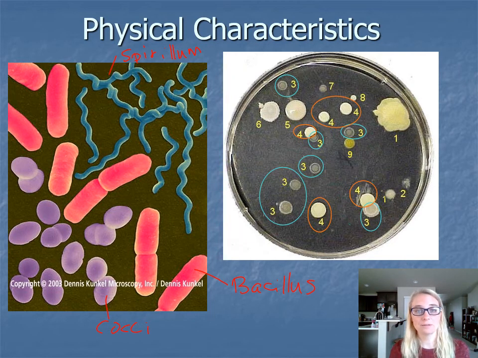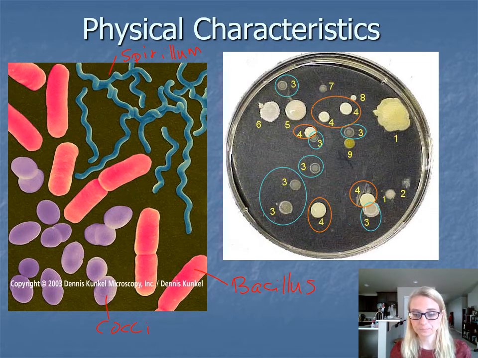So we can classify organisms based on their physical characteristics at the cellular level. This is called cell morphology. We can also classify them based on how they look when they're growing on a solid media. This is a petri dish with a whole bunch of different kinds of bacteria, and this is what we call colony morphology. What do things look like once they're growing on the surface of a nutrient agar?